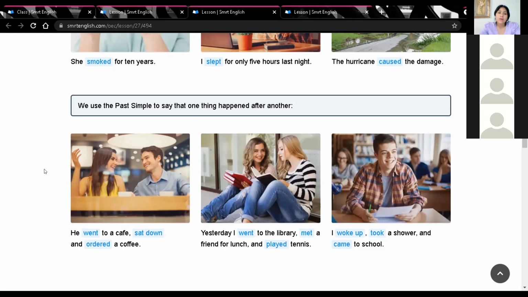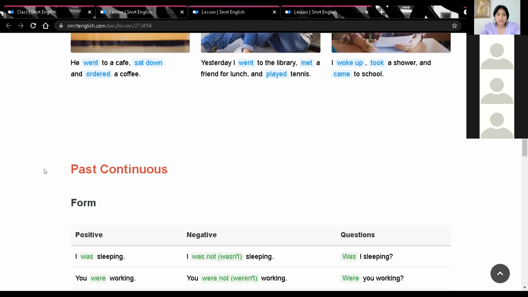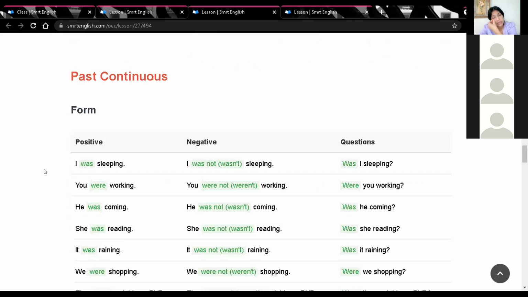Past continuous. Now let's go to the past continuous. And here we have the tricky part, because maybe we can get confused with these two different tenses. But to be honest, they are very different. But at the same time, they are commonly used in the same sentences. But let's remember a little bit about the structure of the past continuous.